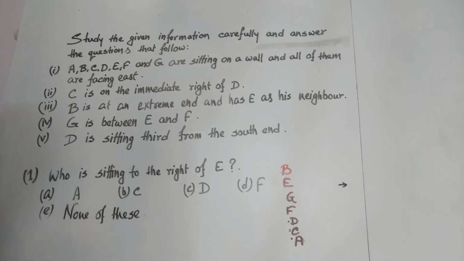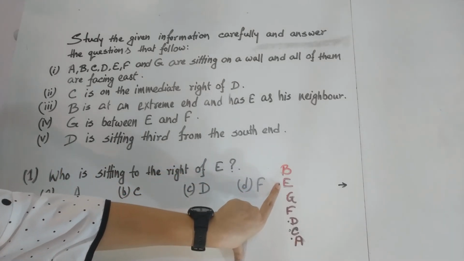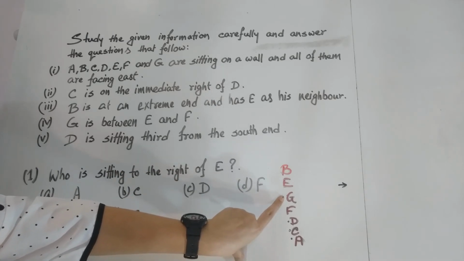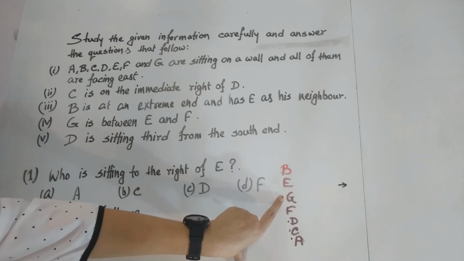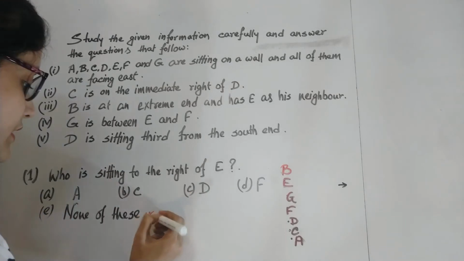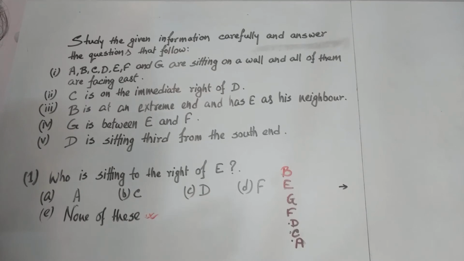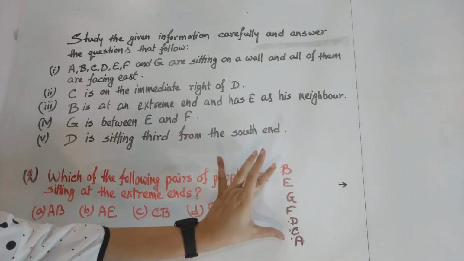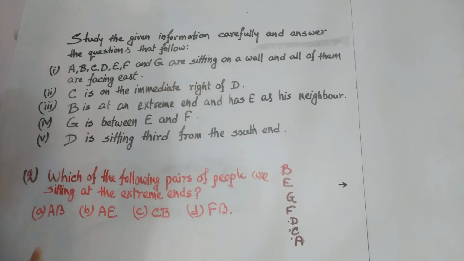Now, who is sitting to the right of E? Which position is to the immediate right of E? That is this position. Who is sitting here? G. So, G will be the answer. In the options, G is not there. So, none of these will be the answer. Next. Number 2, which of the following pairs of people are sitting at the extreme ends? A and B. So, AB will be the answer. Very easy.